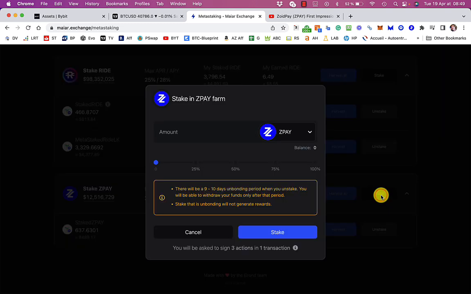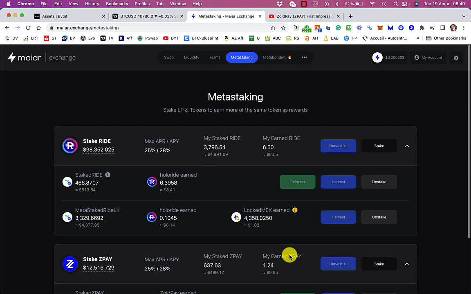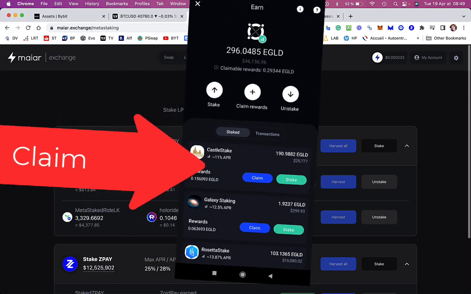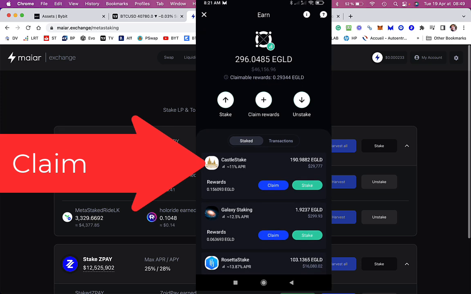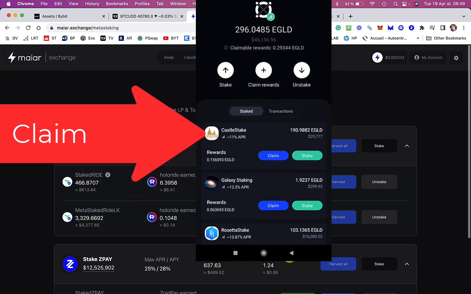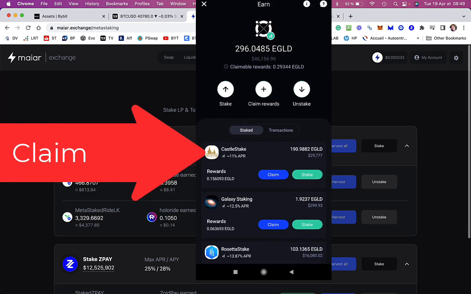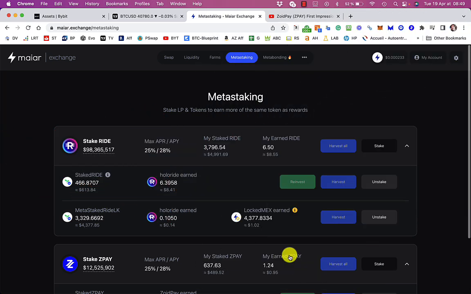Now, if you go to stake here, the only choice you've got is ZoidPay, but if I make some LP tokens, will I be able to see them there? That is the purpose of this video. To do that, I went over to the Maiar app and I've got a little bit of eGold. I'll just show you a screenshot here. I'm going to take out just the earnings, maybe 0.15, and then turn half of it into ZoidPay, make LP tokens and see if I can stake it. That's the purpose of the video.